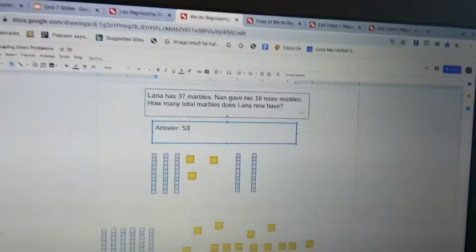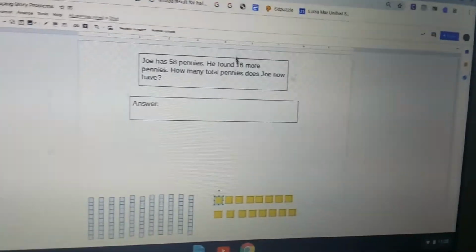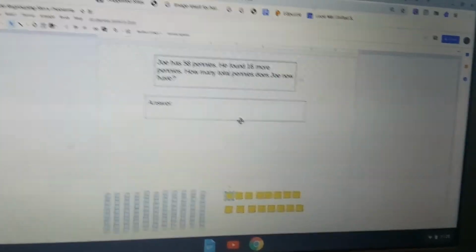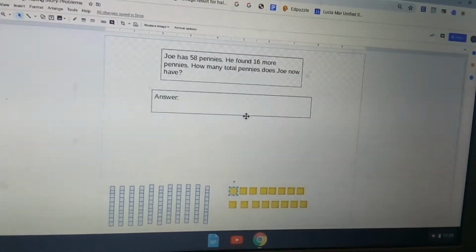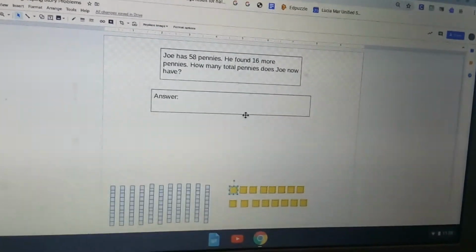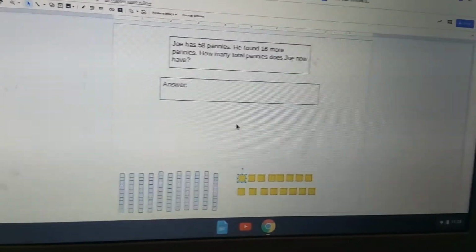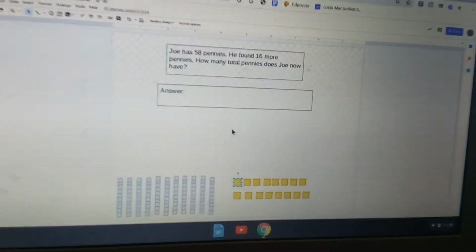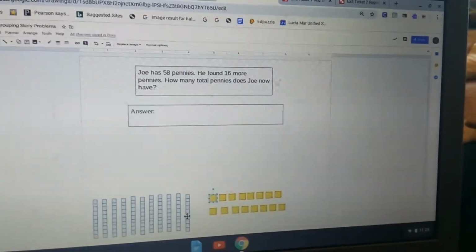All right, we're going to try one more where I'm going to quiz you. Here we are. So here's our new story problem. Joe had 58 pennies. He found 16 more pennies. How many pennies does Joe now have? In the corner, once again, type, how many 10 sticks will I need to pull up for 58? Should be 5 because we see a 5 in the tens place. So let's count by tens as we pull up 5.